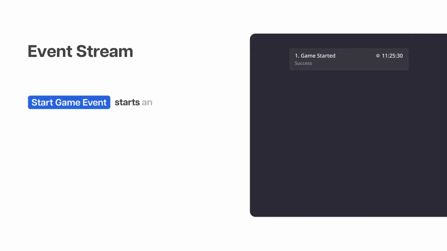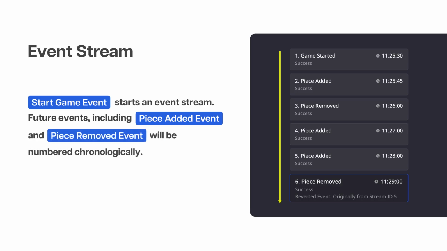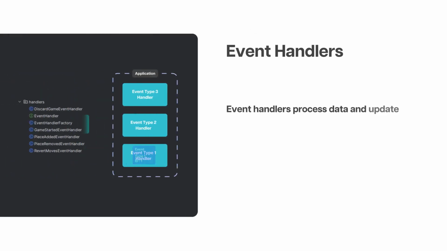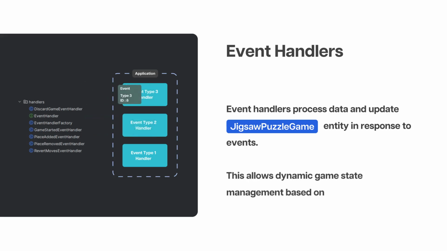Event stream. A gaming session begins with a start game event, marking the commencement of an event stream. Subsequent events, including piece added and piece removed events, will be sequentially numbered in chronological order. This ensures ordered, reliable processing of game actions. Event handlers. Event handlers are designed to react to various events, taking actions such as processing data and updating the Jigsaw puzzle game entity. This process enables dynamic game state management based on player actions.